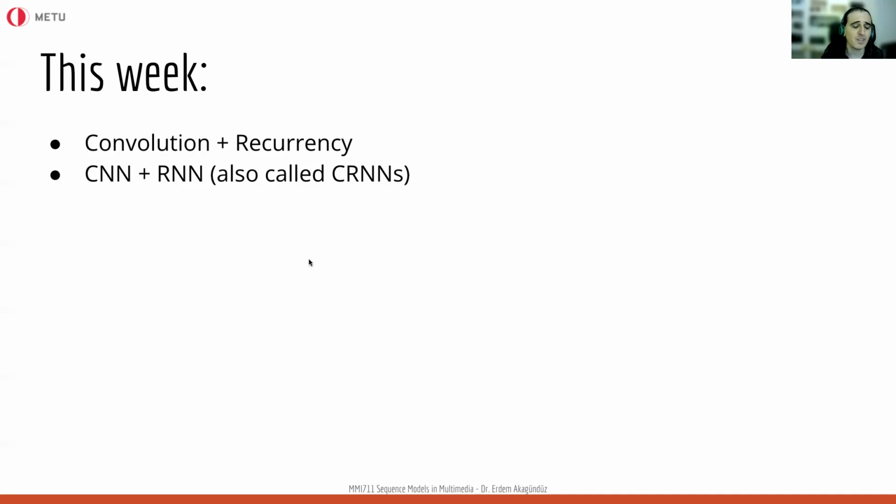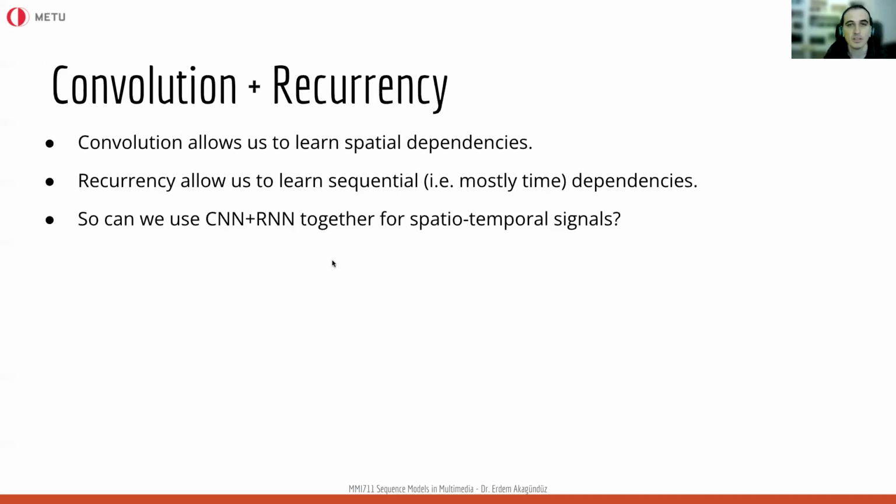And actually, it is widely used. It is a very common tool in today's deep learning. It has been about 5 years since people started using it, but today it is a very common tool. It's like the SIFT of 20 years earlier. So people use it today. So what we're going to cover is convolution plus recurrency.